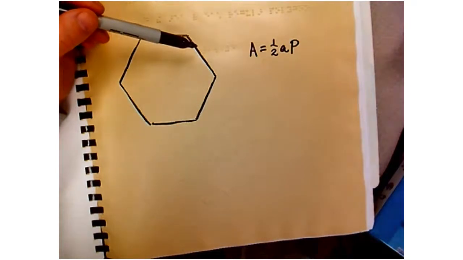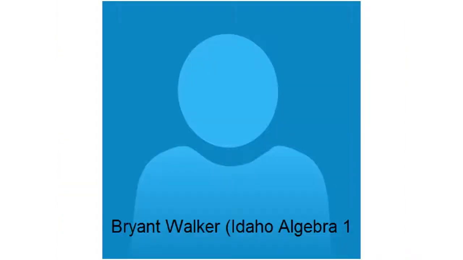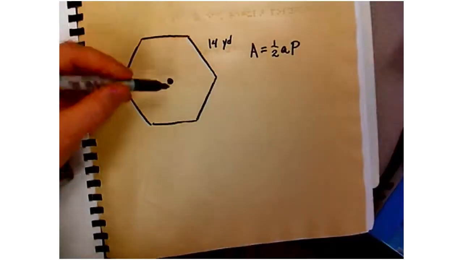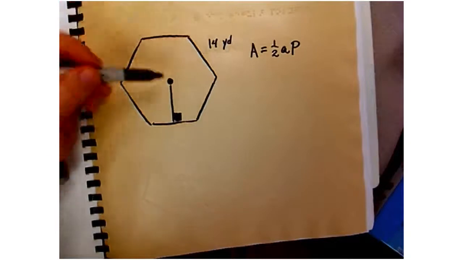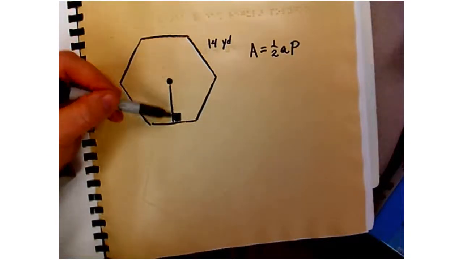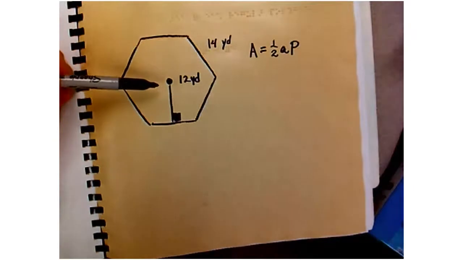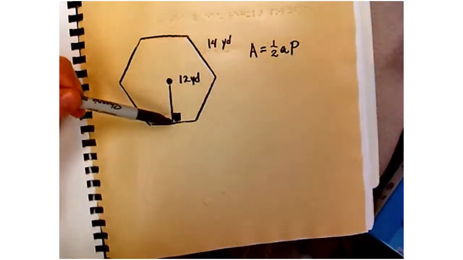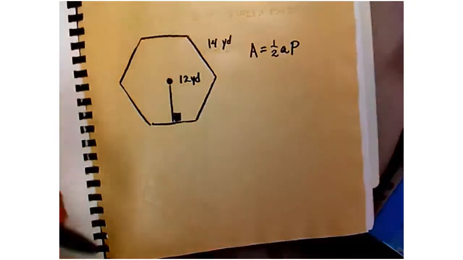So what is the measure of each side? Can you find that, Bryant? 12 yards. Or no, 14 yards. And the apothem is how much? 12. Good. There's an apothem coming from the center straight down to like 6 o'clock, right? Is that the one with the little right angle indicator? Yes. It's in the middle of your regular hexagon, and it has the right angle indicator, and it is 12 yards. So that's your apothem. So you have the information you need.